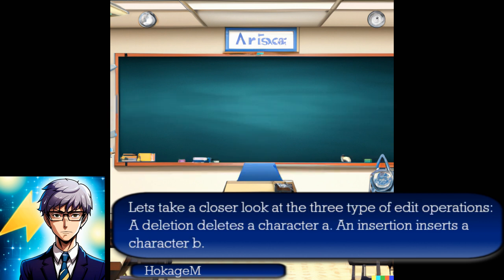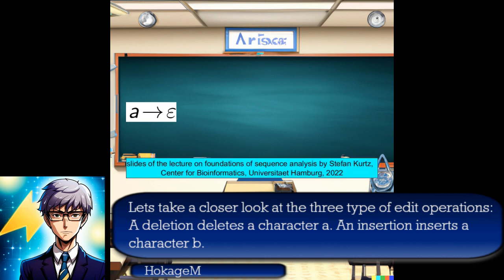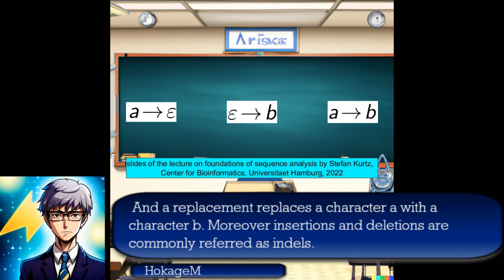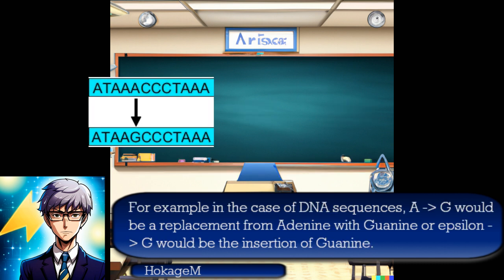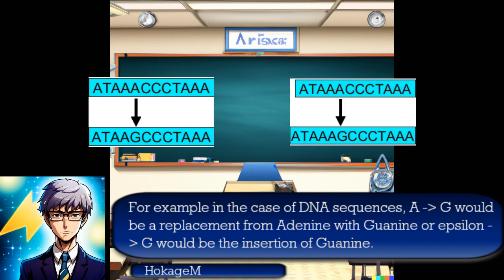Let's take a closer look at the three types of edit operations. A deletion deletes a character A. An insertion inserts a character B. And a replacement replaces a character A with a character B. Moreover, insertions and deletions are commonly referred to as indels. For example, in the case of DNA sequences, A→G would be a replacement of adenine with guanine, or epsilon→G would be the insertion of guanine.